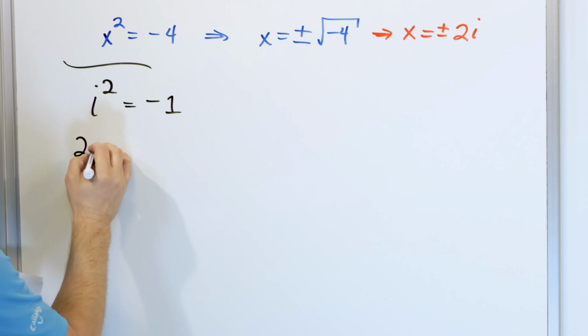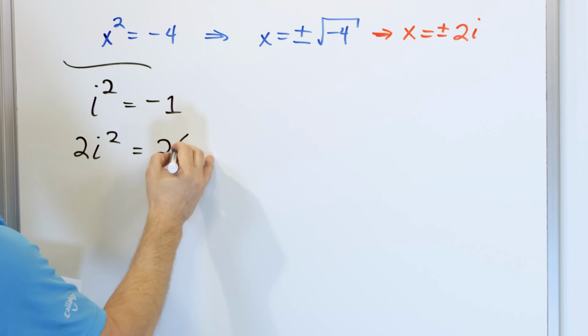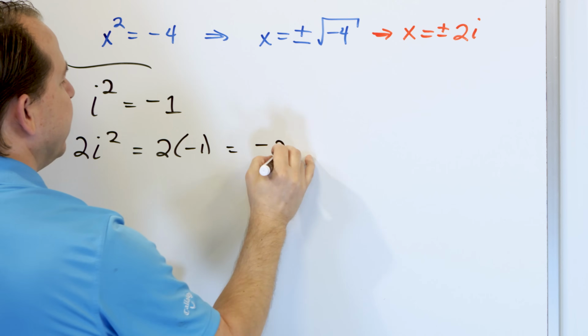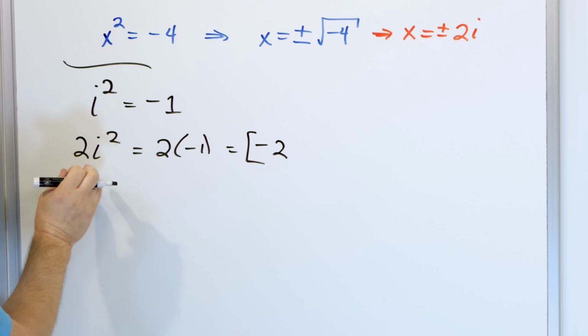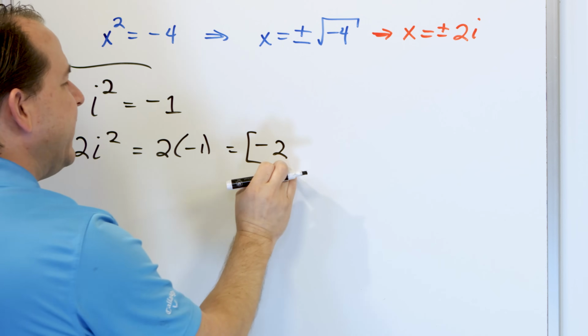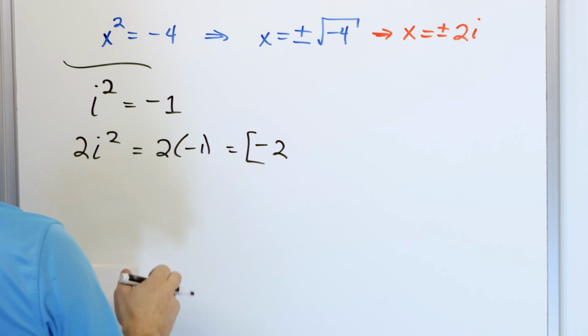What if I have 2 times i squared? Well, the 2 is totally normal, but the i squared is -1. So you just substitute -1 for i squared, and the answer to this is -2. So you see what I mean: you have 2 imaginary numbers multiplied together, but at the end of the day, you don't get an imaginary number back. You get a real number back, right? Same thing we got here.